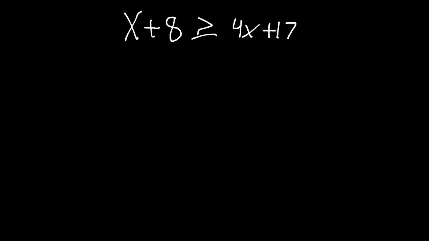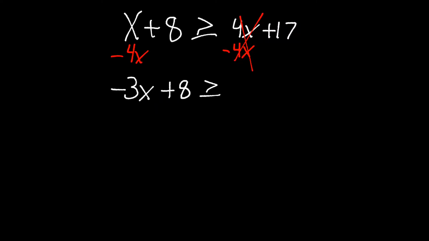Still, my preference is to keep my variables on the left side, so my first move is going to be get all of my variables together. Oops, and I don't want to subtract 3x, I want to subtract 4x. So we subtract 4x from both sides. 4x minus 4x is 0. x minus 4x is a negative 3x. Then I have the plus 8 greater than or equal to 17.